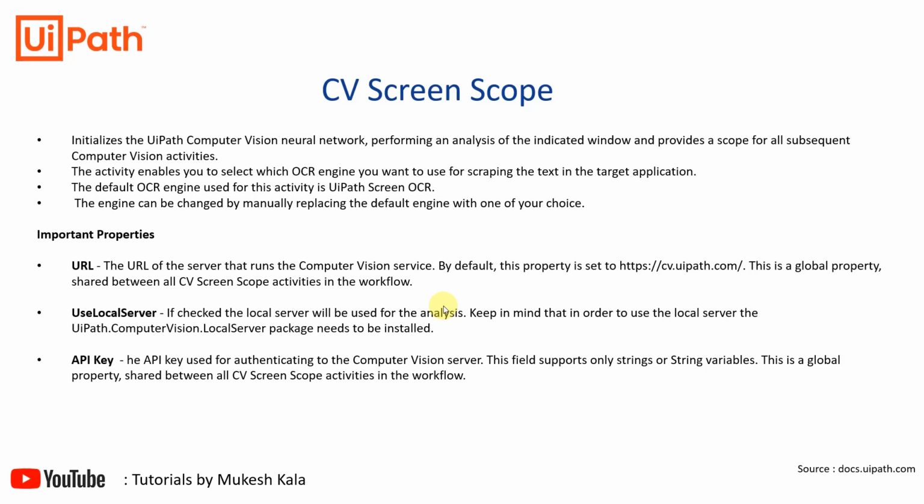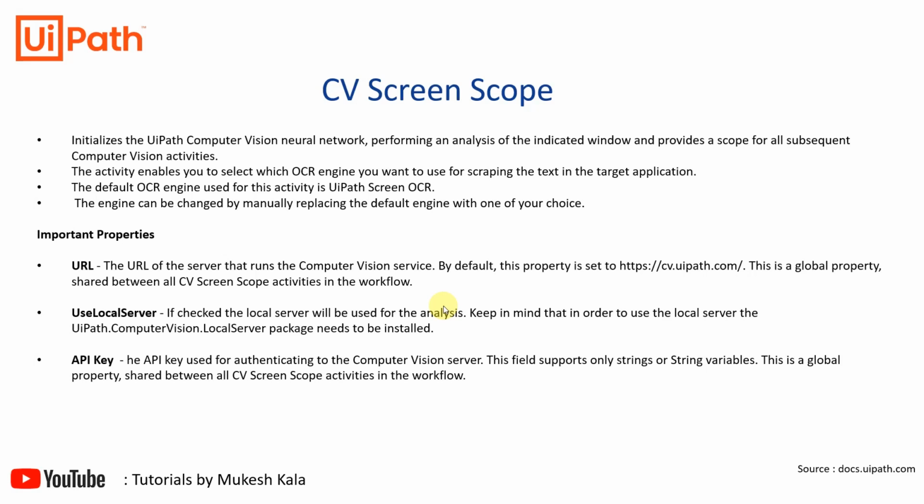The default OCR engine which comes in the CV scope is the UiPath Screen OCR. You always have an option to change this OCR to some other OCR. This engine can be changed manually by dragging and dropping the OCR engine of your choice. So with the help of the CV screen scope, UiPath would be able to identify the elements on the screen.